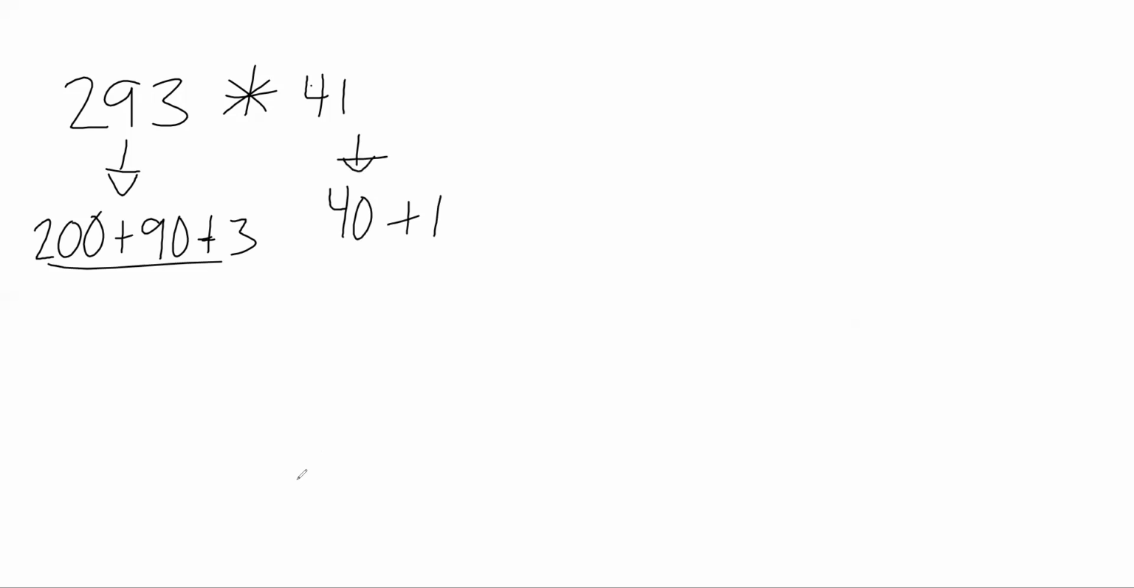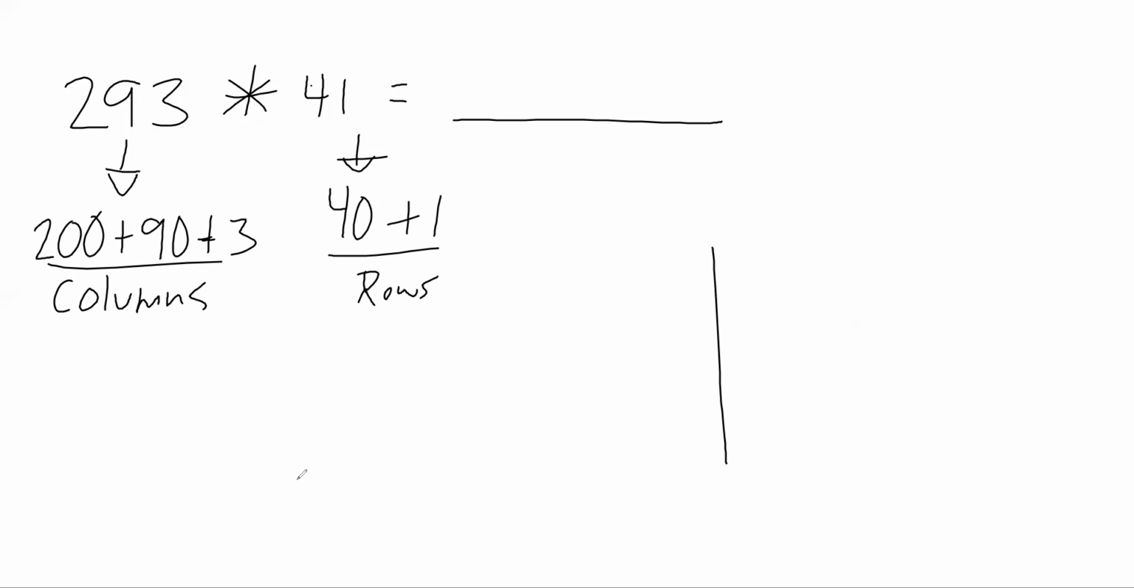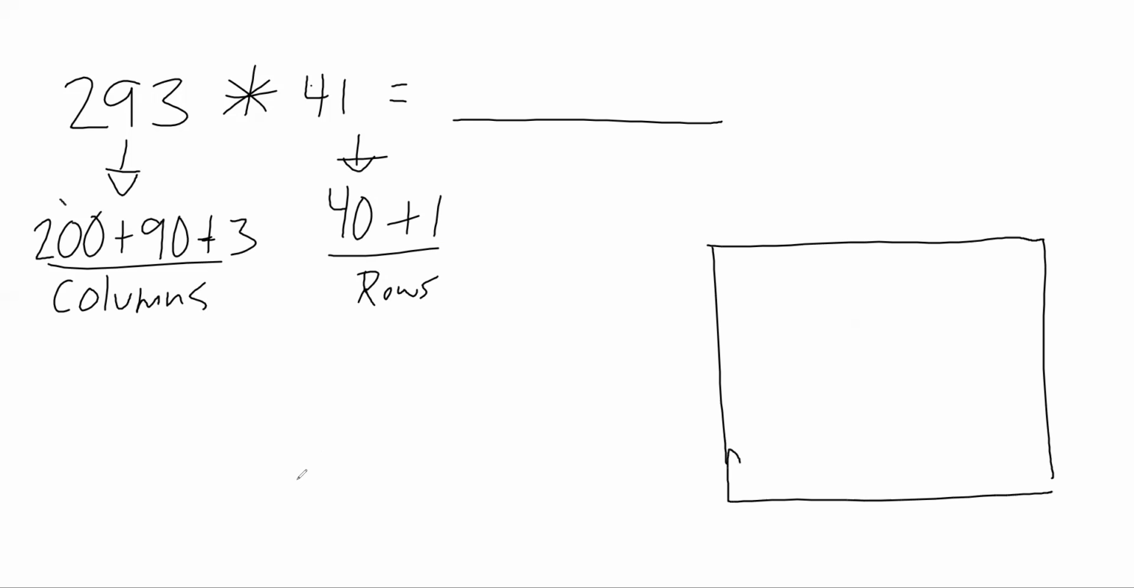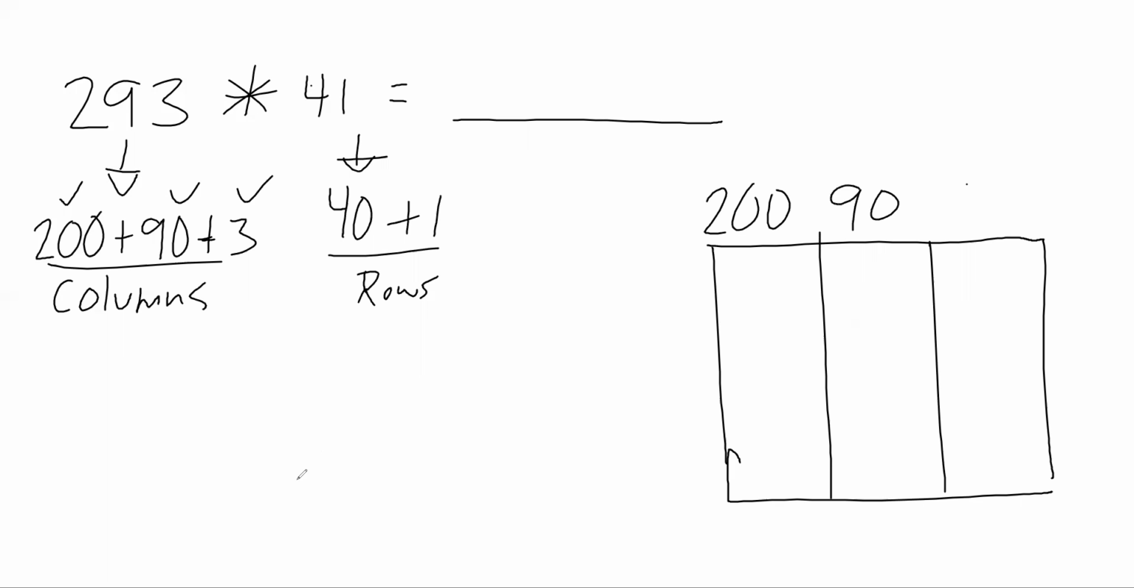Okay, so, you know, last time I flip-flopped them, whatever, we'll go back. These can be the columns, and these can be the rows. So I'm gonna, let's see, I'll save room for my product there. Let's build the array. Okay, I got 1, 2, 3 numbers for my columns. So I have 3 columns, 290 and 3, and I have 2 rows.